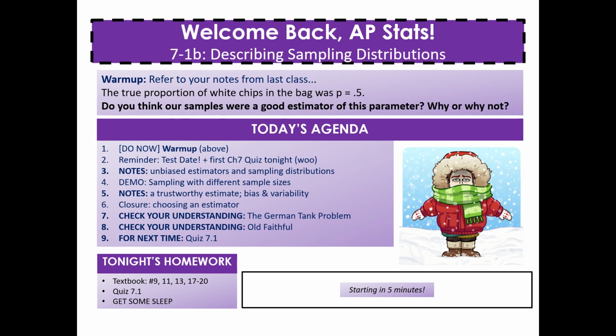So we have a couple things to talk about today. We're going to look at unbiased estimators, and we're going to look at sampling variability. We're also going to look at what bias and variability really mean in terms of visual stuff. Then we're going to do a check your understanding or two. And we are actually not going to have quiz 7.1 tonight. Our first quiz is going to be 7.2.